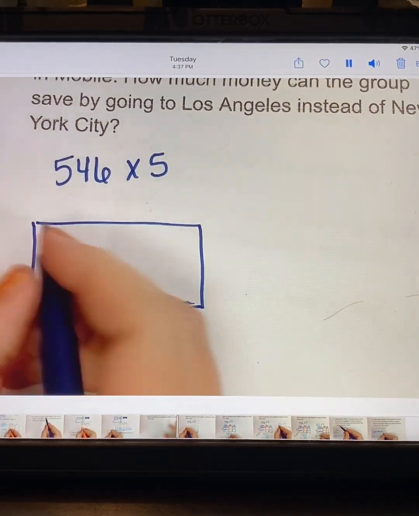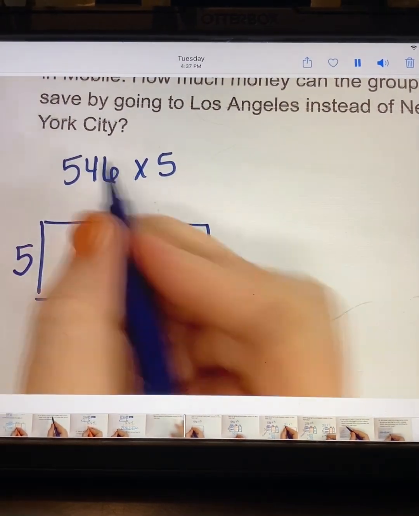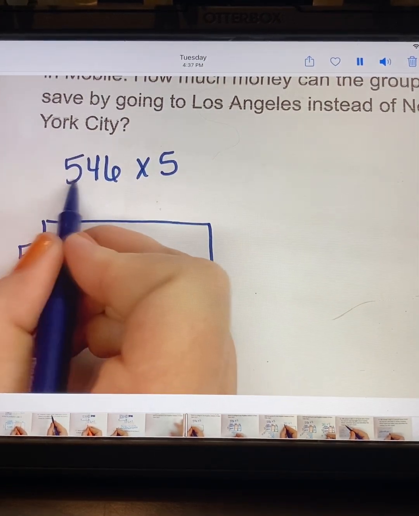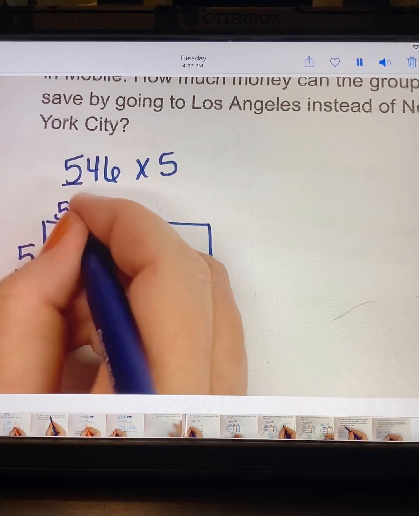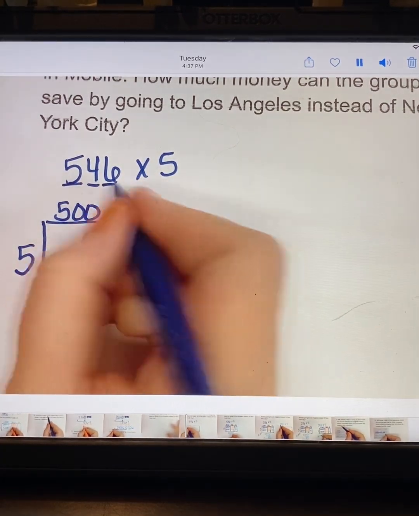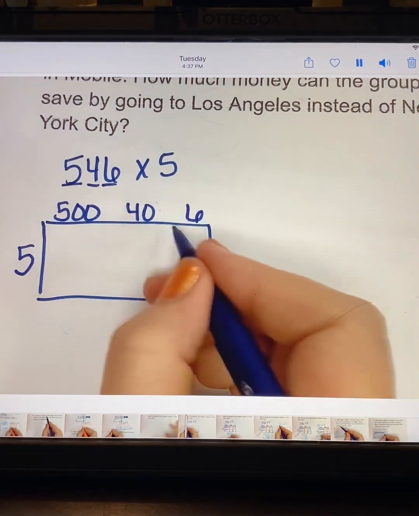I'm going to put my 5 over here to the side. This number goes in expanded form at the top of our area model. The value of 5 is 500. The value of 4 is 40. And the value of this 6 is just 6.